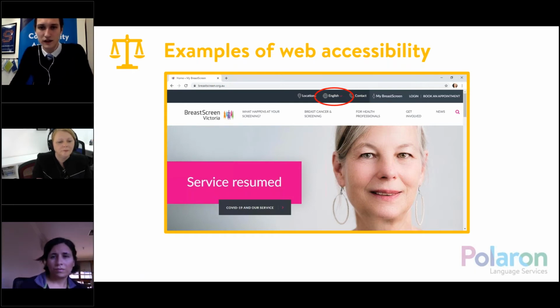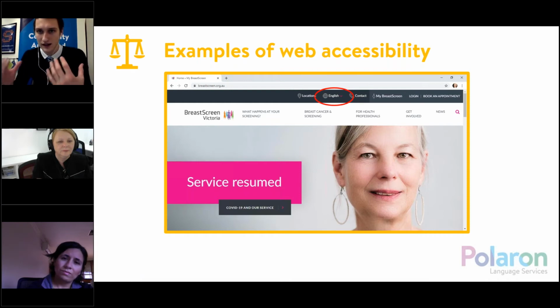Thank you so much to Breast Screen Victoria for allowing us to use their website as an example. Now we've moved away from the bad stuff, this is the good stuff. So this is what best practice looks like. First page, as soon as you log on to their website, right up the top there, in the middle of the page, English with a globe symbol. Now, if I don't speak any English, I can see that that's a globe symbol that says English. I think that's where the languages are.